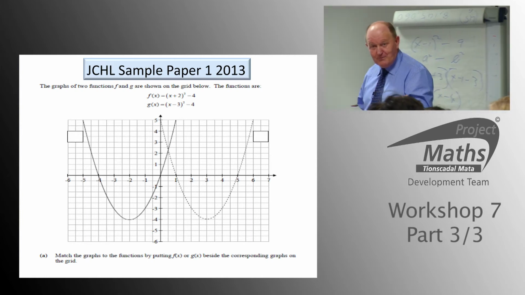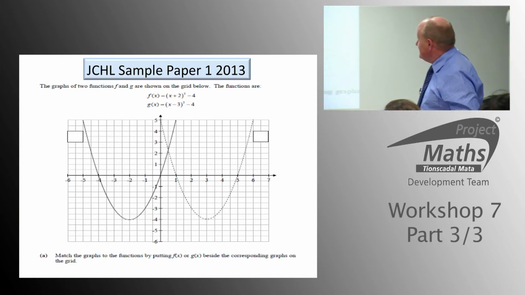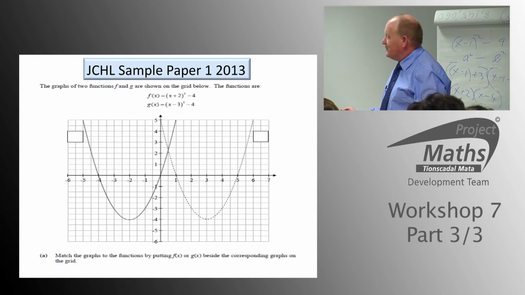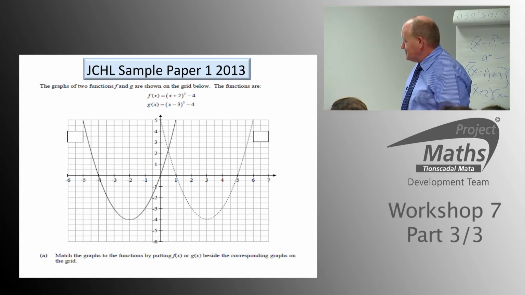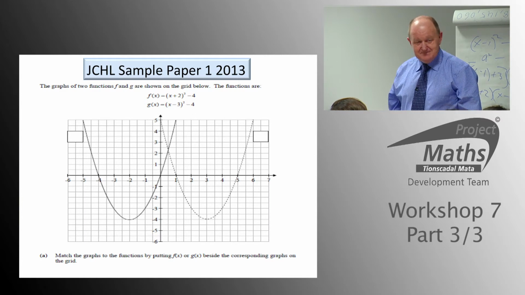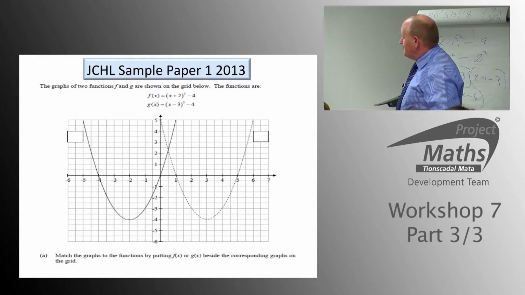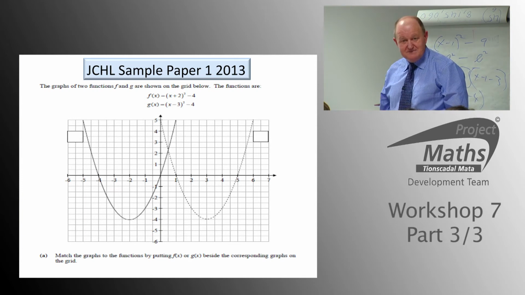Well, we know now from the work we did. The minimum value is (-2, -4), isn't it? So that particular graph must be f(x), isn't it? This one here, x plus 3 minus 4 is the minimum value.